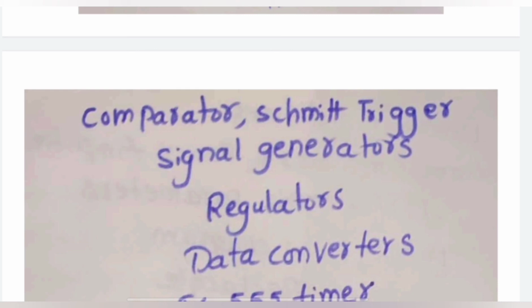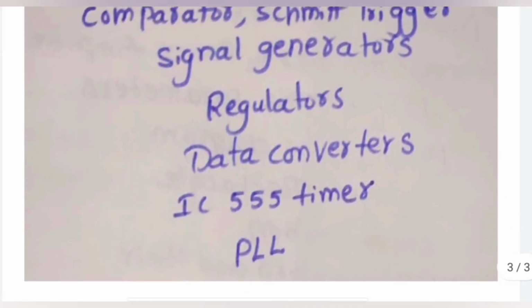The applications of phase locked loops will be frequency multiplication, frequency division, frequency translation or synthesizer, AM detection, that is AM modulation or demodulation, FM detection, that is FM modulation or demodulation, and FSK demodulation, that is frequency shift keying demodulation. With this, your linear integrated circuits will be over.